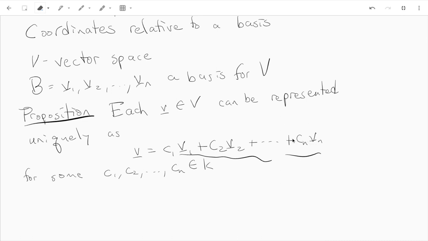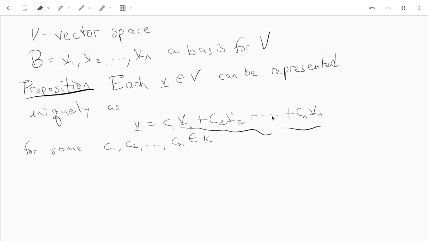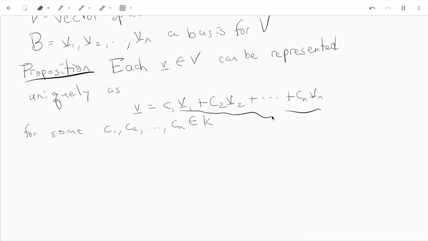In this video, let's do just a couple of quick examples, and then the next video will be about the coordinates of a vector.